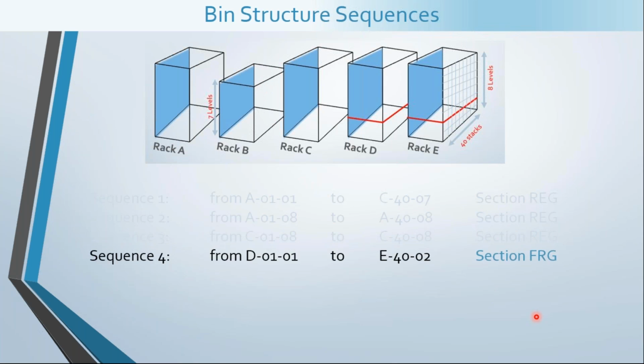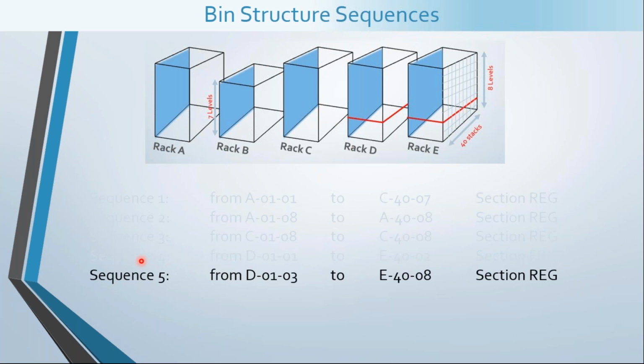Now let's go to sequence 4. It starts from D0101 and goes until E4002. So it starts from the first bin of rack D and then goes to rack E, 40th stack and second level. Why did we have to do that? Because the bins from the lowermost 2 levels of these 2 racks belong to section FRG. So that's why we had to create a separate sequence for these bins.